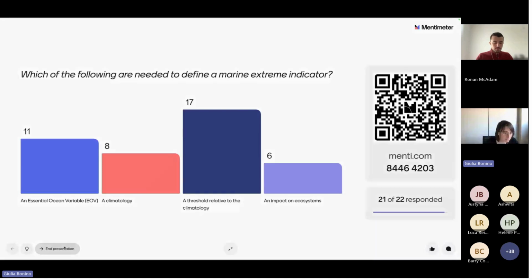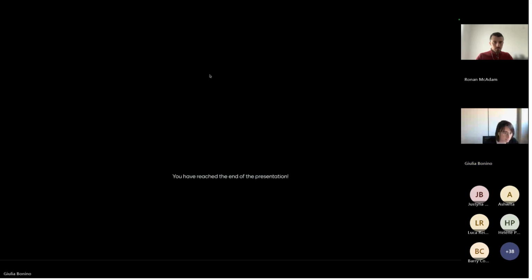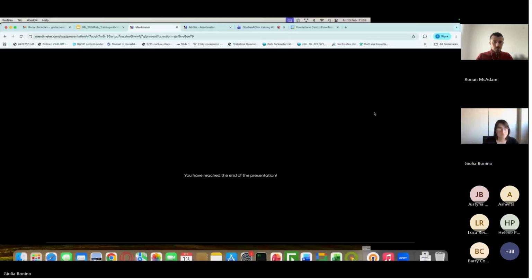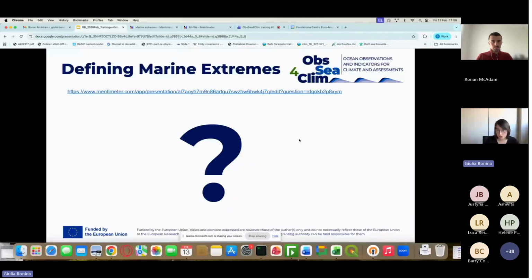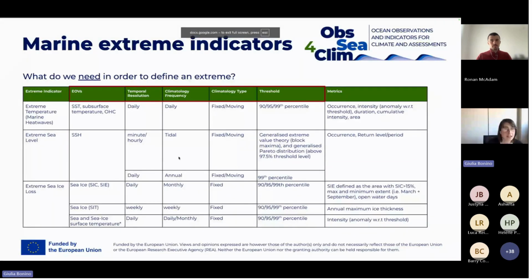Indeed, if we go to the definition here in the presentation, this is what we need in order to define an extreme. So actually, you did pretty good. Here we have marine heatwaves, extreme sea level, and also sea ice loss as extremes. What we need is what I highlighted in red.